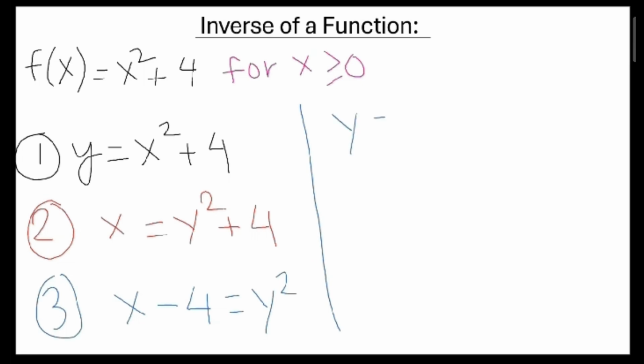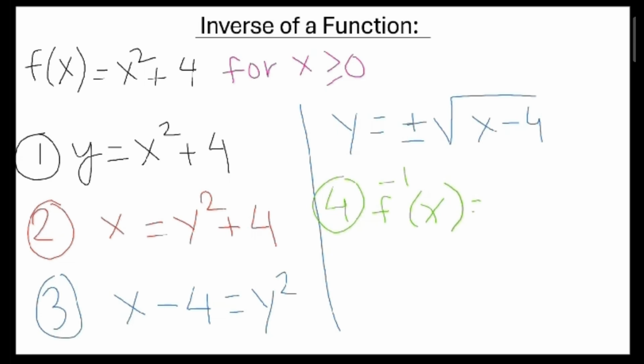Taking square root on both sides, we get y equals plus minus root over x minus 4. In step 4, we will replace y by f inverse x, and we get f inverse x equals plus minus root over x minus 4.